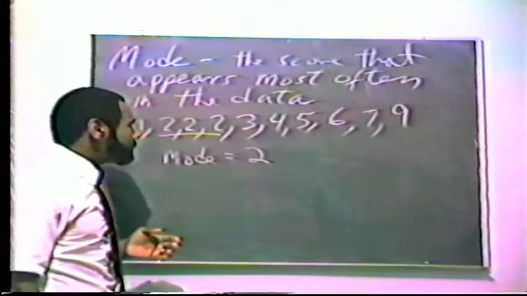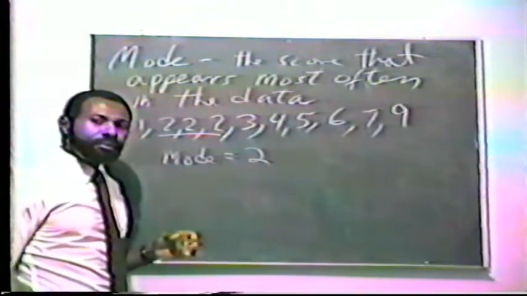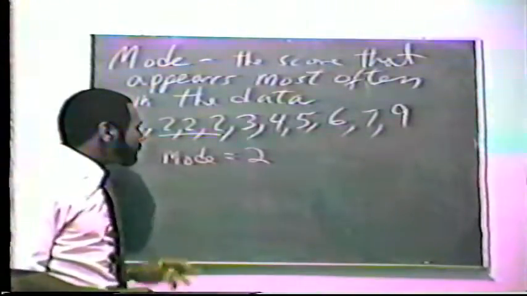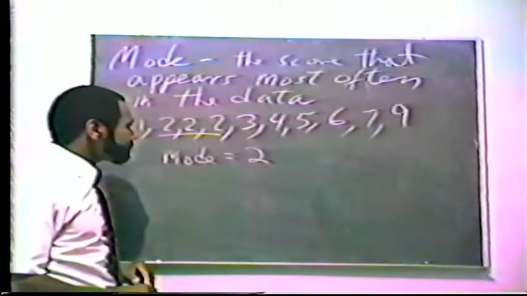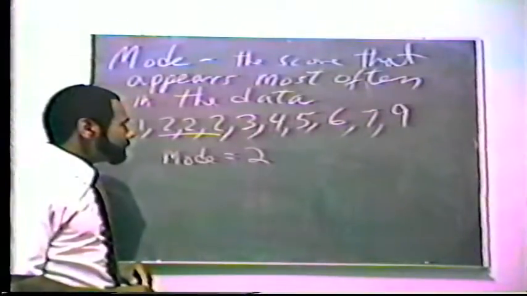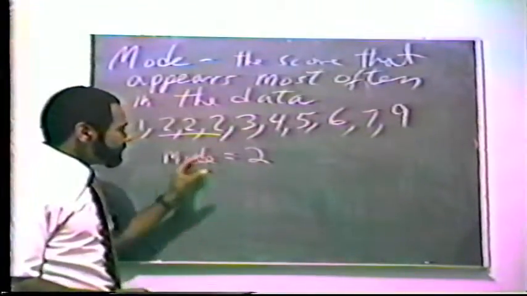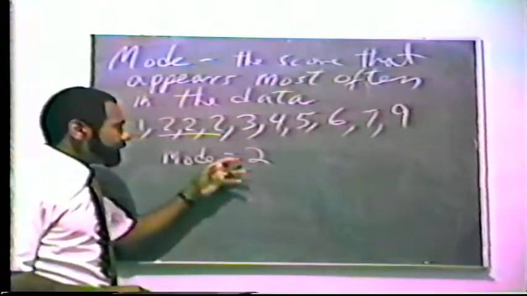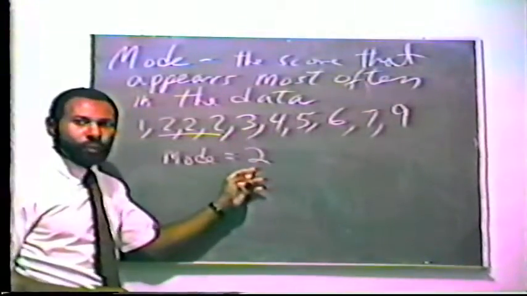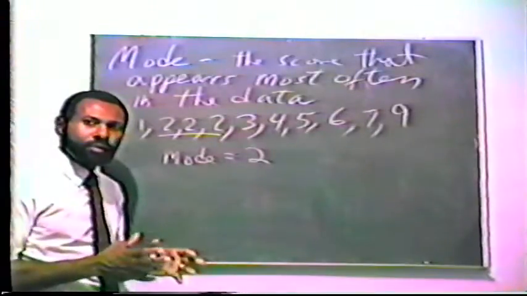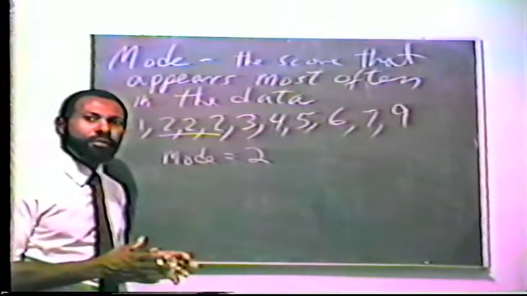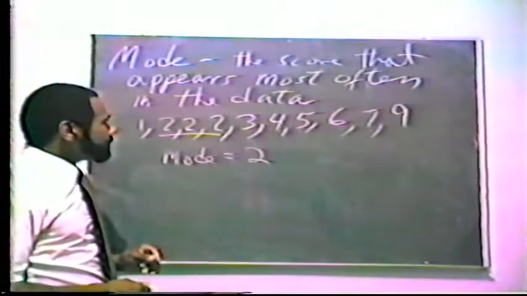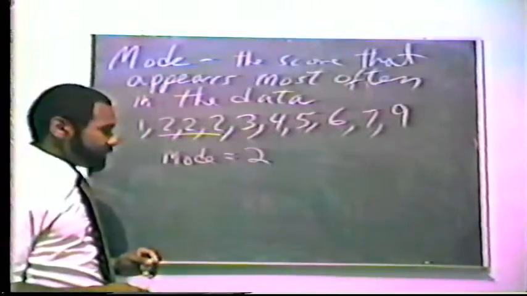We're finding out where most of the scores are when we find the mode. And this is the number that we're using to describe the data set. We can say that the average score is 2, and we can be talking about the mode when we say the average score. So the mode is a measure of central tendency.